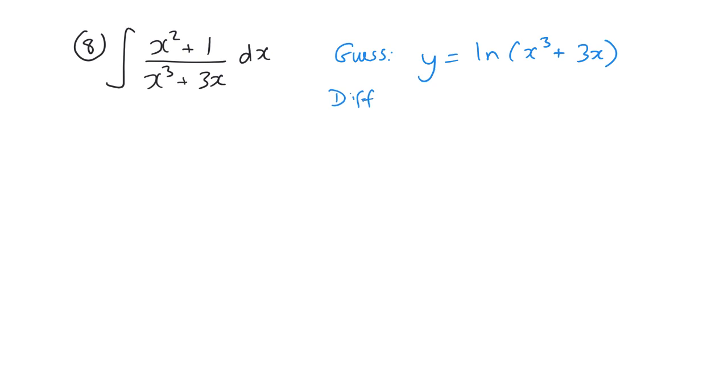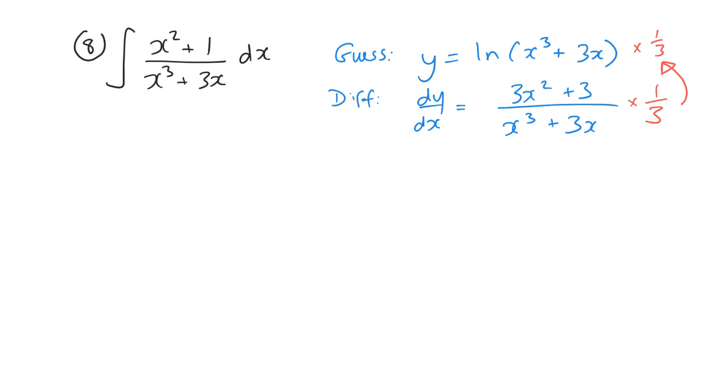So if we differentiate, we get 1 over x cubed plus 3x times the differential of what's in the bracket, so that would be 3x squared plus 3. Hopefully you can see if we divide by 3, so multiply by a third, we will get rid of the 3's at the top there, and we'll get what we're looking for. So that means I have to multiply my guess by a third. So my answer is a third of ln of x cubed plus 3x plus c.